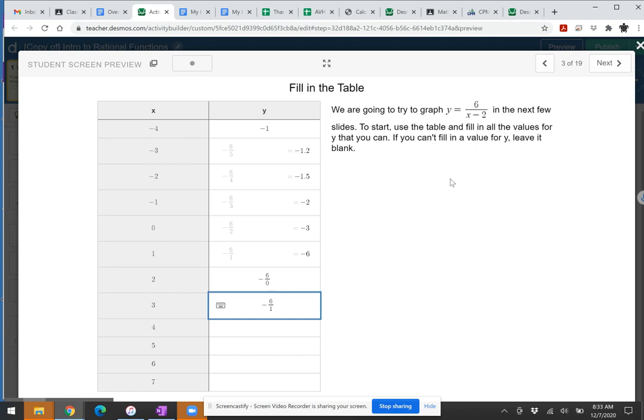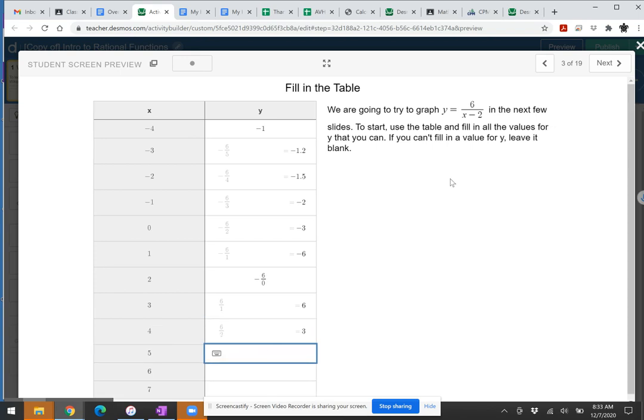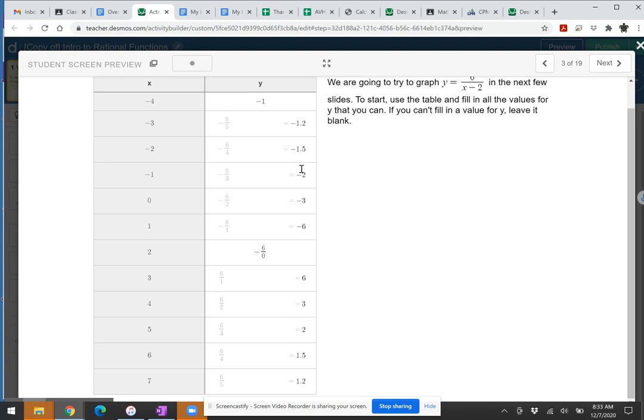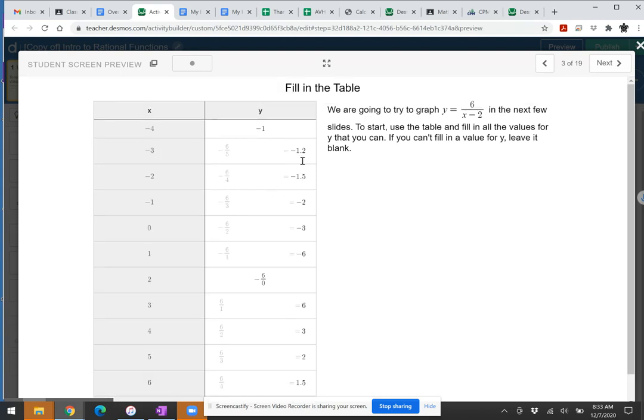Then I think you get sort of a mirrored other side of it, where instead of negative, the answers are positive, 6 over 2, 6 over 3, 6 over 4, 6 over 5. And what's happening is they're getting bigger and bigger as you get closer to 2.